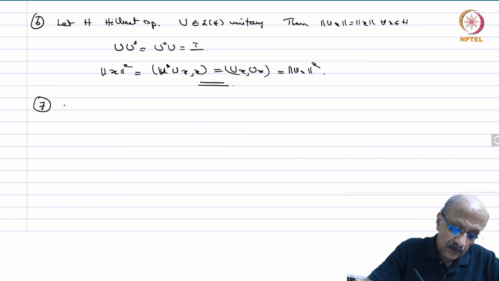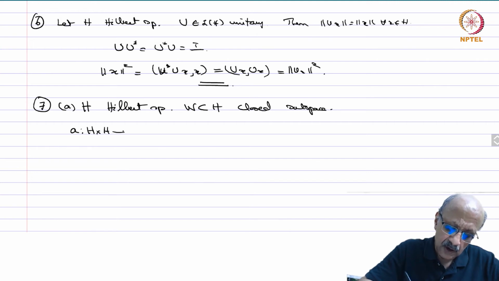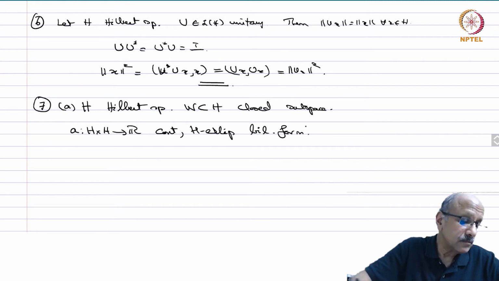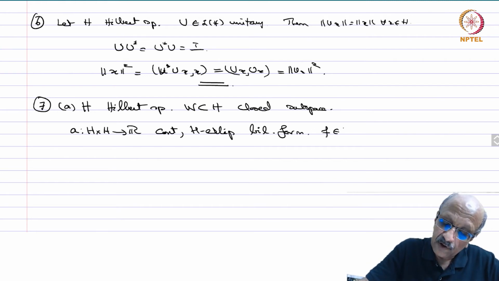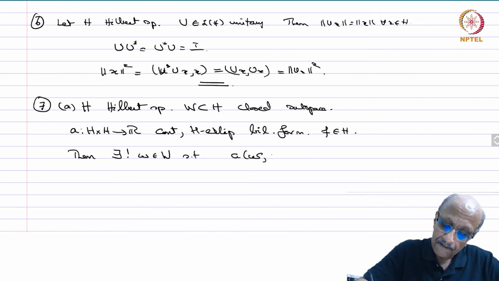Okay, so (a) let H be a Hilbert space, W contained in H a closed subspace, a: H cross H to R a continuous, H-elliptic bilinear form, and F is given in H. Then there exists a unique w in W such that a(w, v) equals F(v) for every v in W.